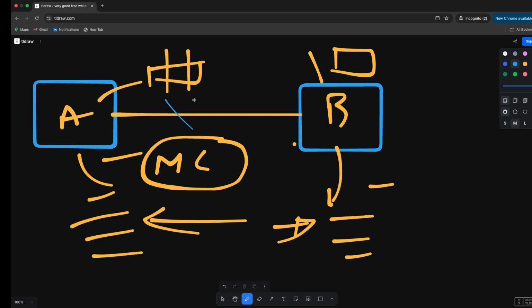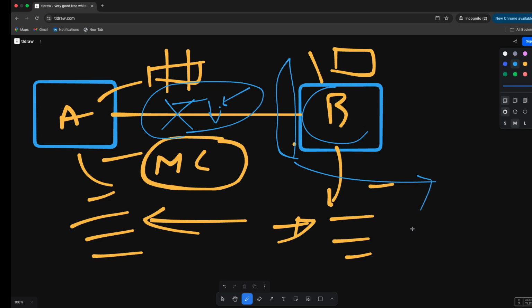What if a person is sitting in between in the network? He can listen to the traffic. This is called eavesdropping, when a person sits in the network and is able to read your traffic. What if the person is present here? Instead of reaching the server or person B, you reach this server, but you think you have reached the right server. This is called a man-in-the-middle attack, commonly known as MITM.